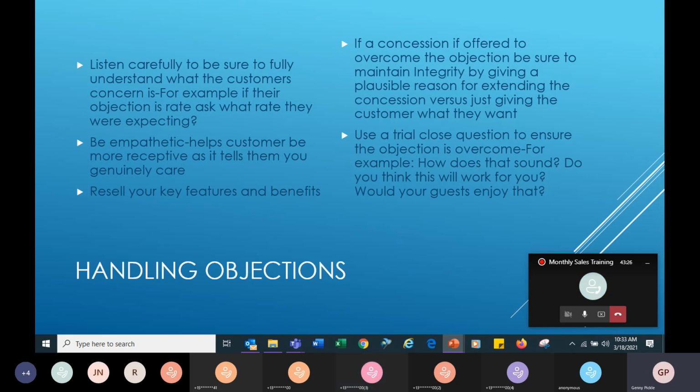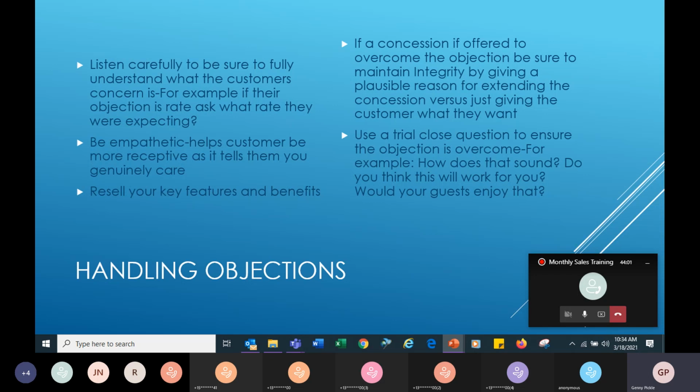For example, if it's rate, well, what rate were you expecting? And we have rate integrity, so we're not going to automatically drop that rate when they say, oh, that's too high. A good way to overcome that is to resell your features and benefits. Well, Sally, that rate includes the Wi-Fi and the breakfast that you were looking for. You were going to call the full service Hilton, and I will tell you their rates do not include those. So you're going to get the best rate if you book with me.